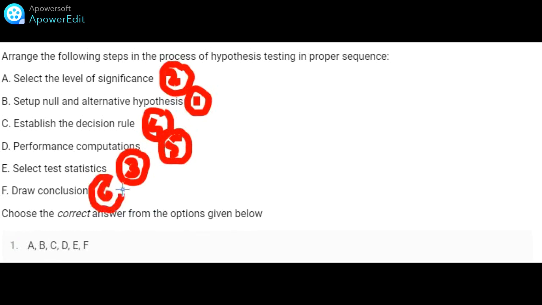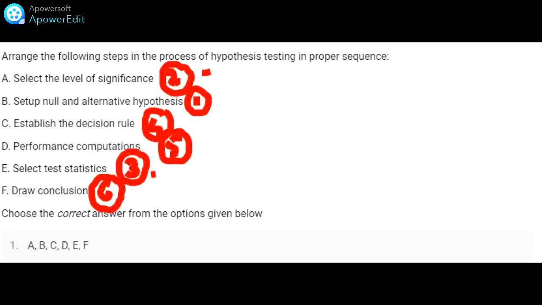So I repeat again. First is set up the null hypothesis and alternate hypothesis. Second is select the significance level. Third is select the test statistic. Fourth is establish the decision rule. Fifth is perform the computation, and sixth is draw the conclusion. Hypothesis testing is a kind of formal process for examining theories about the world.